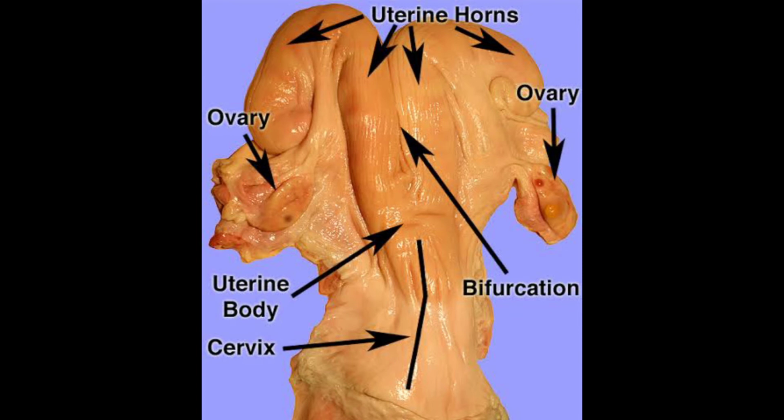The next is the oviduct. The oviduct begins as a funnel-shaped tube that engulfs the ovary. This funnel portion of the oviduct is called the infundibulum. When ovulation occurs, the ovum is picked up by the infundibulum and channeled into the oviduct, also known as the fallopian tube.